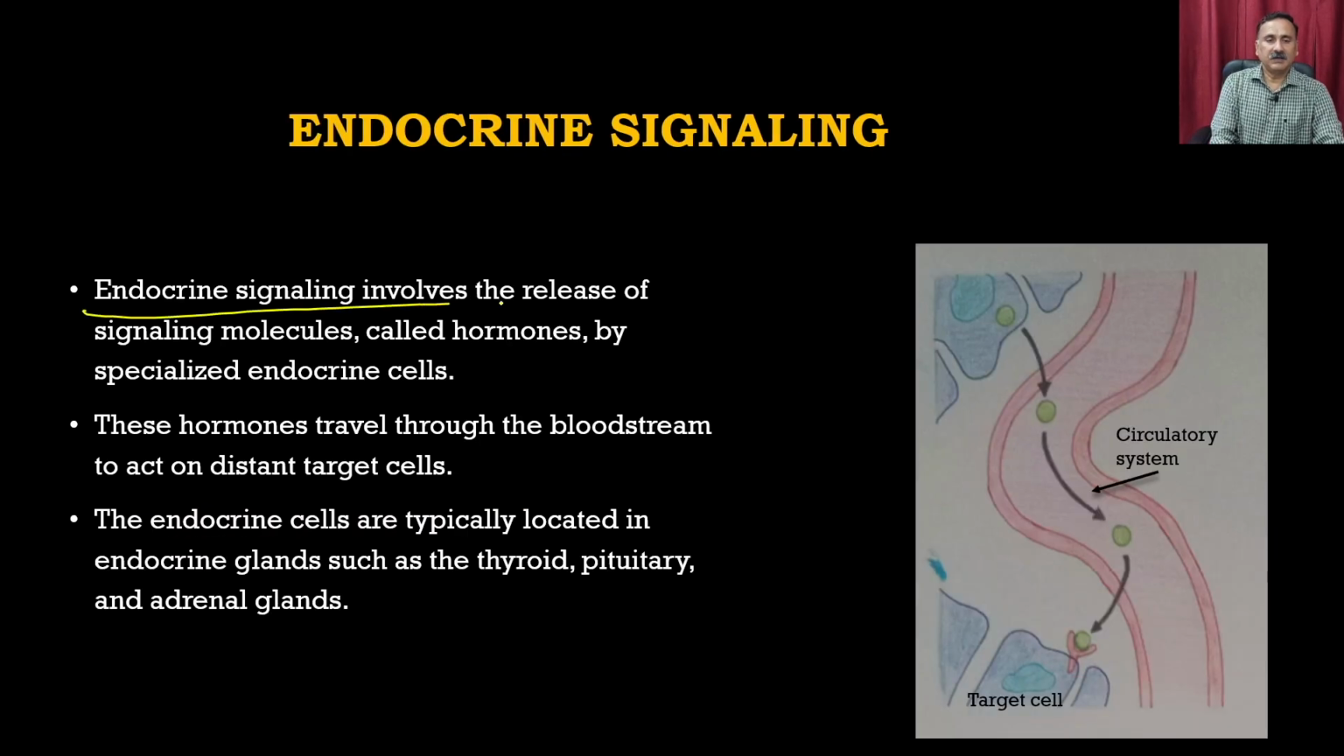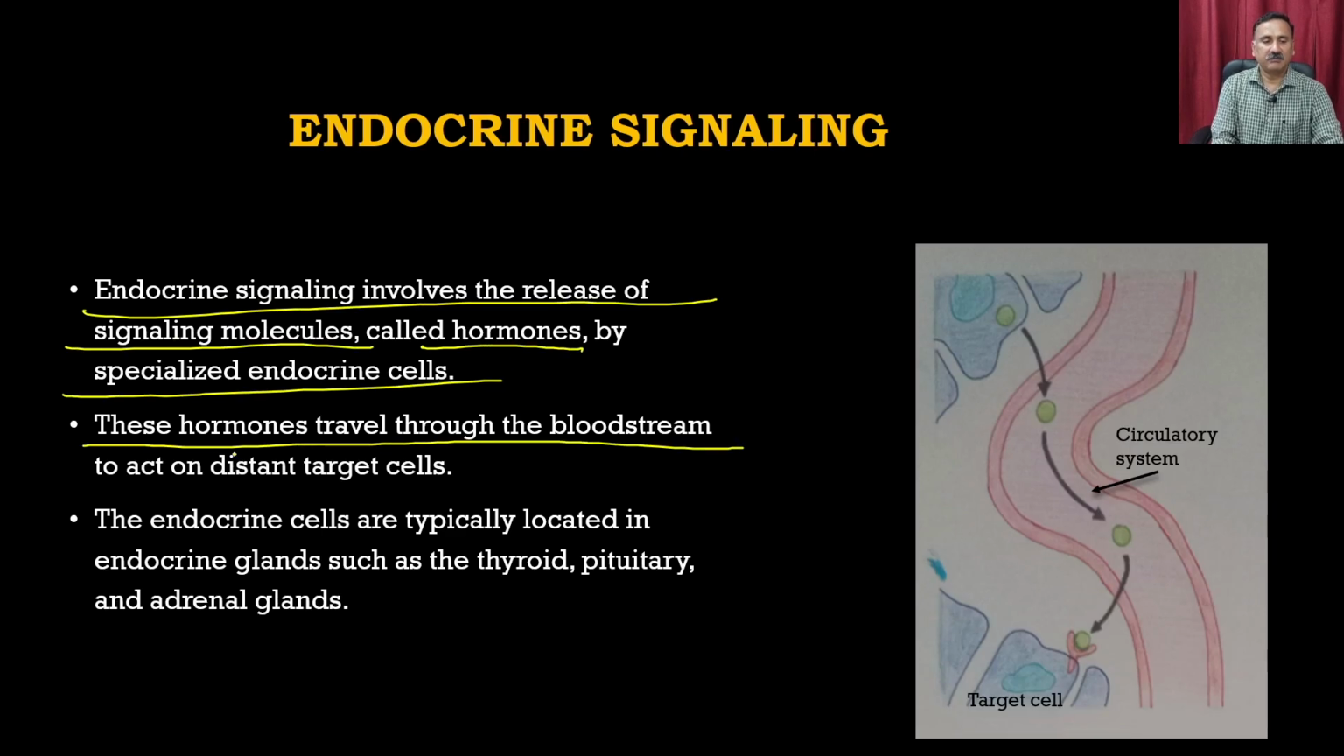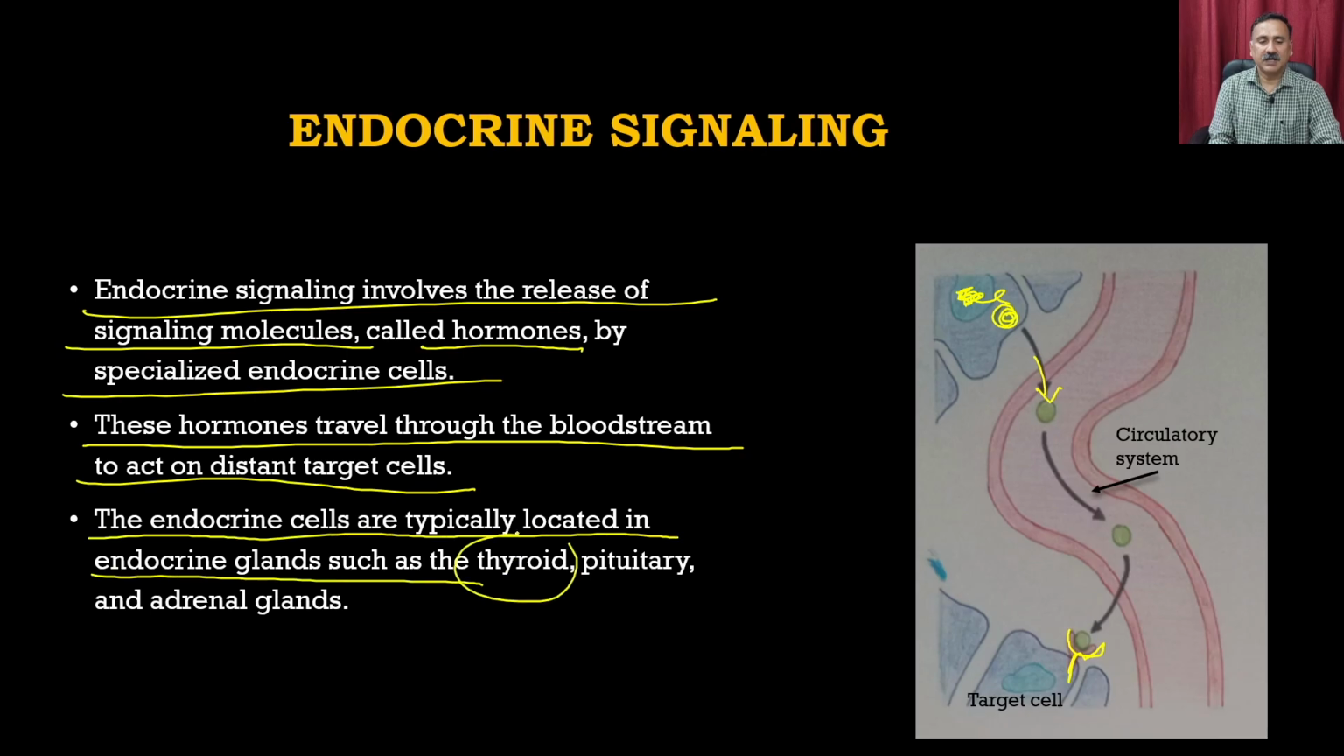So endocrine signaling involves the release of signaling molecules called hormones by specialized endocrine cells. These hormones travel through the bloodstream to act on distant target cells, right? So these are the secretory cells, and these are the target cells. They have secreted a molecule into the bloodstream, and then it will reach a target cell, and this target cell is going to have a receptor, and that's how it is going to bind. The endocrine cells are typically located in the endocrine glands such as the thyroid, pituitary, and adrenal glands, and they will secrete the molecule, and then it will reach the target cells.